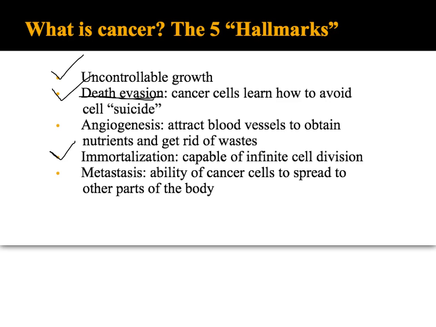But cancer cells can kind of divide infinitely. We also see angiogenesis, which is basically when cells attract blood cells to themselves so they can get more nutrients from the blood and get rid of waste more easily. And this is a problem because basically they're stealing the nutrients from the healthy cells around them. And then finally, we also see what's called metastasis, which we've already discussed. And this is the ability of cancer cells to spread to other parts of the body and form new tumors there.